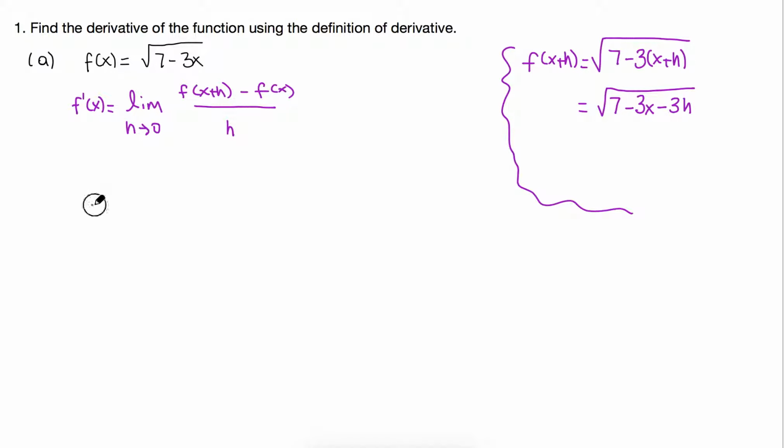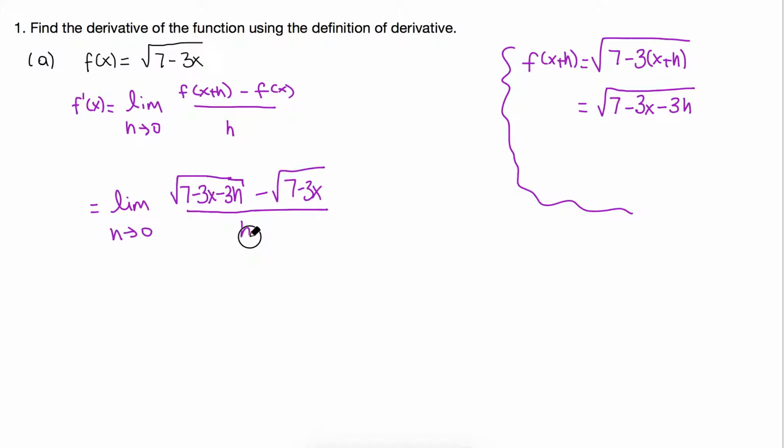So let's go ahead and put this in its place. Limit as h approaches 0, a big fraction here, of f of x plus h, which is this, the square root of 7 minus 3x, also minus 3h, minus f of x, which is the square root of 7 minus 3x, divided by h.